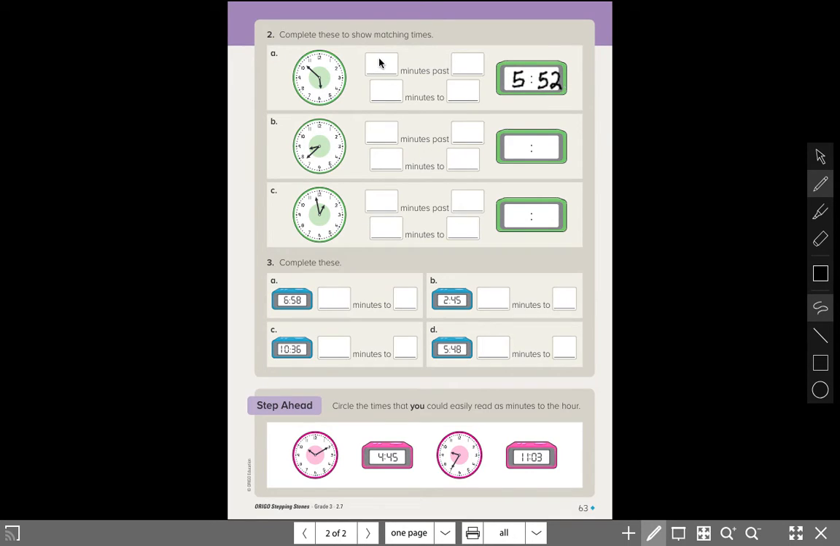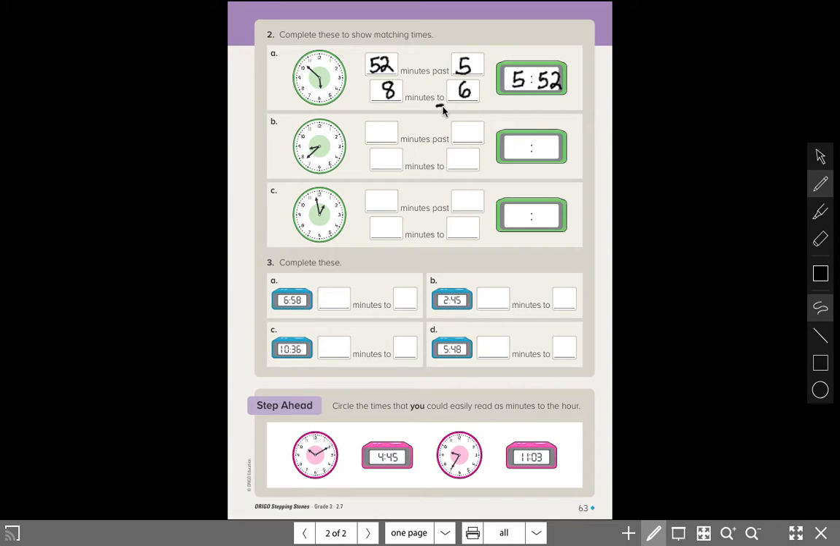5:52. So it is 52 minutes past 5 o'clock. The hour that comes after 5 is 6. Okay, the hour hand is almost to the 6 over here. How many more minutes do we need to go till we get to 6? Okay, so we count on 1, 2, 3, 4, 5, 6, 7, 8. We need 8 more minutes to get to 6 o'clock. So it is 8 minutes to 6.